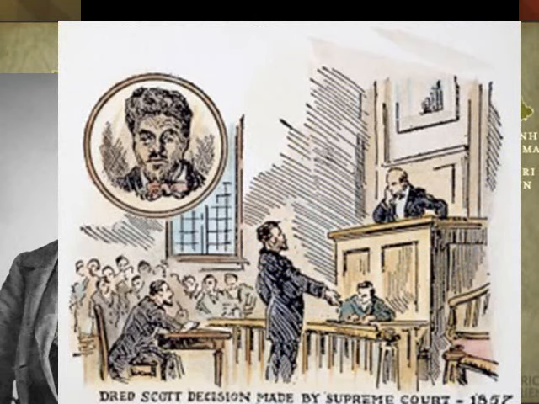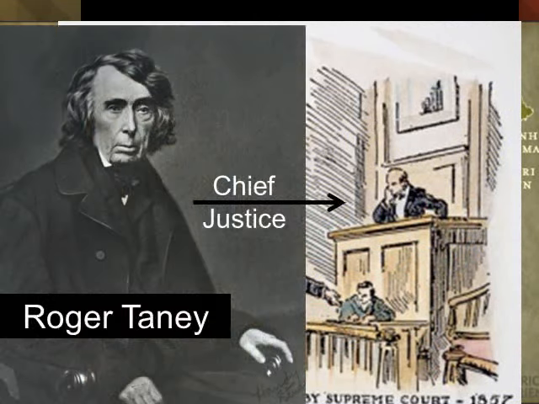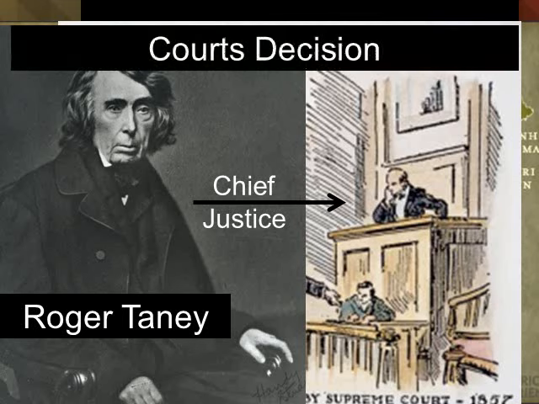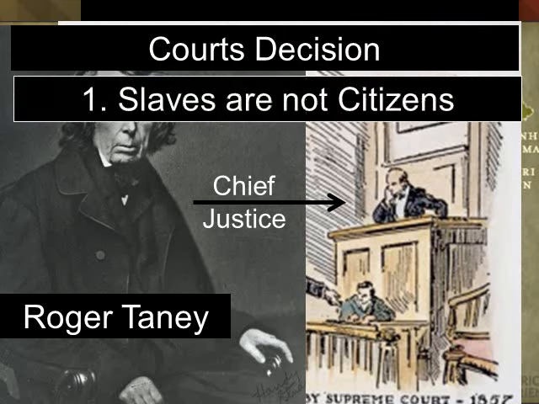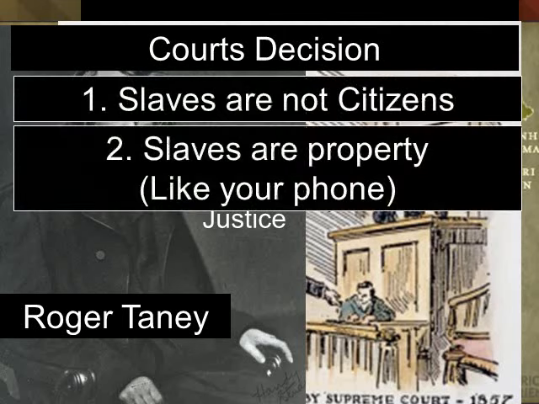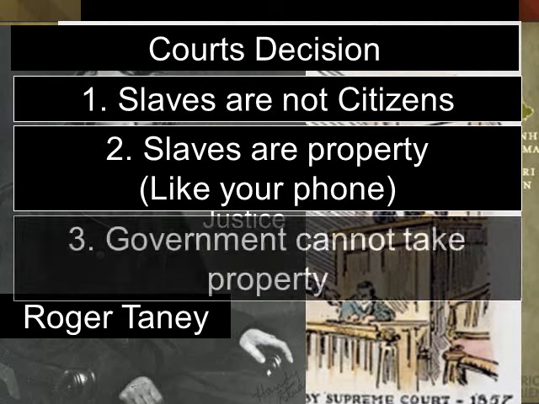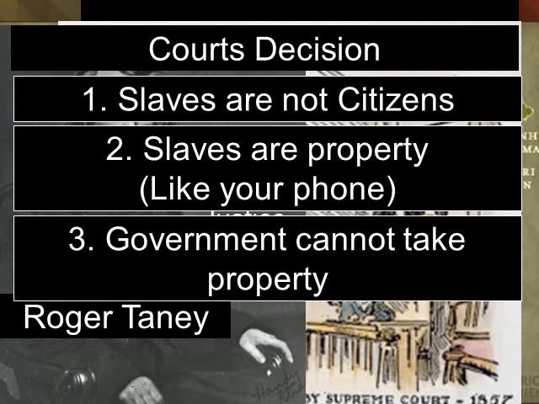In the Supreme Court, the case is heard by a man named Roger Taney, who is the Chief Justice of the Supreme Court, which means the lead judge. So out of the 9 judges, he is the top guy. And this is the decision that is made. The court's decision is, number 1, slaves are not citizens. Number 2, slaves are property, like your phone is property, so they're worth nothing more than a farm animal or your phone. 3, the government cannot take your property, so therefore the government cannot set Dred Scott free.